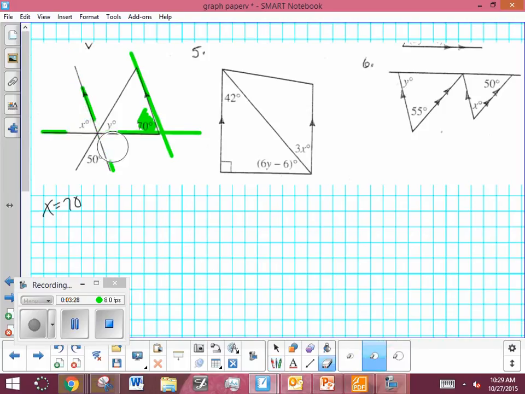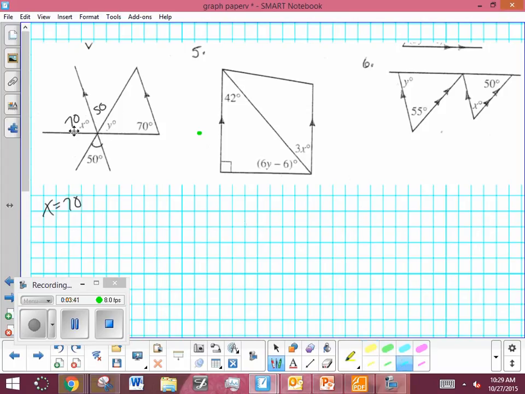Now there's a couple other things you can do here. What I would do right away is say, okay, if that's 70, this angle here and that angle there are vertical, so that's got to be 50 there. Now, this angle, that angle, and that angle should all add up to 180. So I got 50 and 70, so that's 120. Plus what will give me 180? So 120 plus 60 gives me 180, so y is going to be 60.